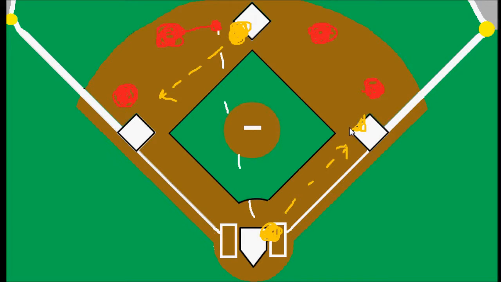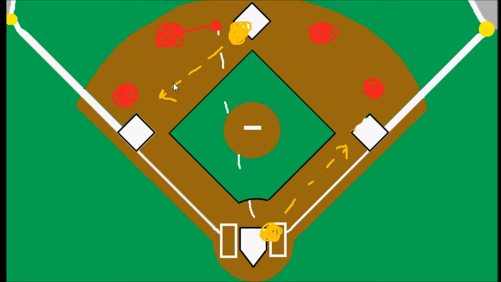He'll end up out here, but he's not involved in the play anymore. So what that means is that we're down to two runners. We have the batter who's running toward first, and we have the base runner who was originally on second base, who was running toward third.